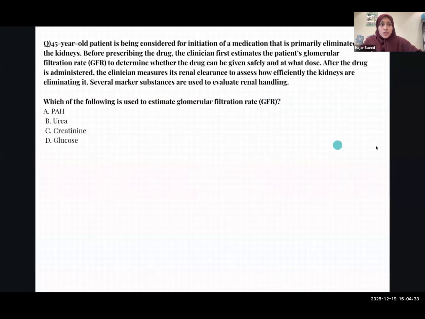So a 45-year-old patient is being considered for initiation of a medication eliminated by the kidneys. Before prescribing it, the clinician first estimates the patient's GFR to determine whether the drug can be given safely and at what dose. After the drug is administered, the clinician measures its renal clearance to assess how efficiently the kidneys are eliminating it. Several marker substances are used to evaluate renal handling. Which of the following is used to estimate GFR? And you guys can put your answers in the chat or on mute, however you wish.